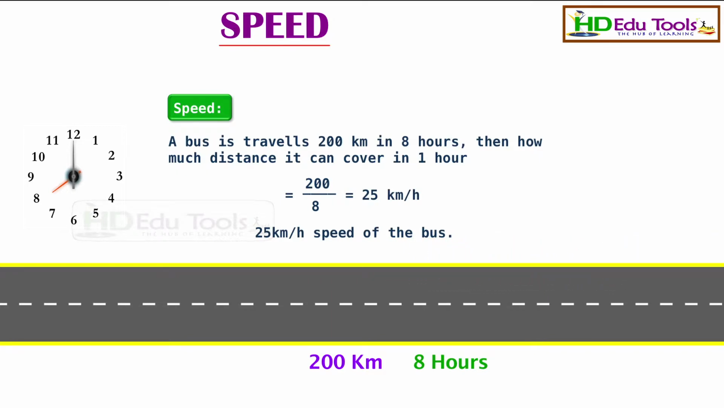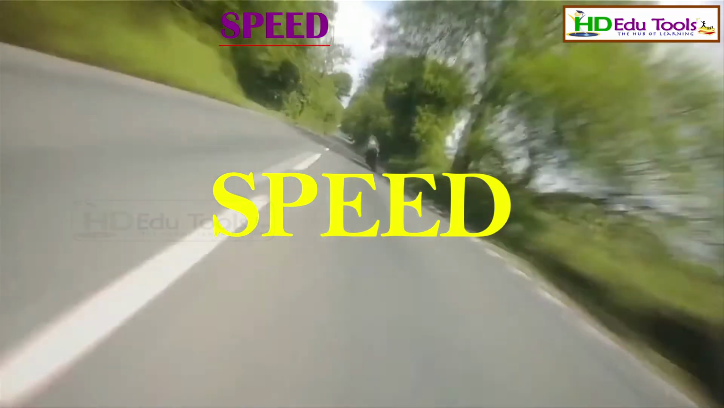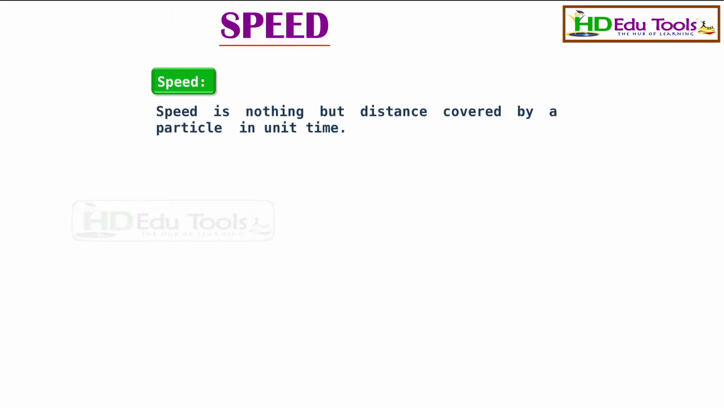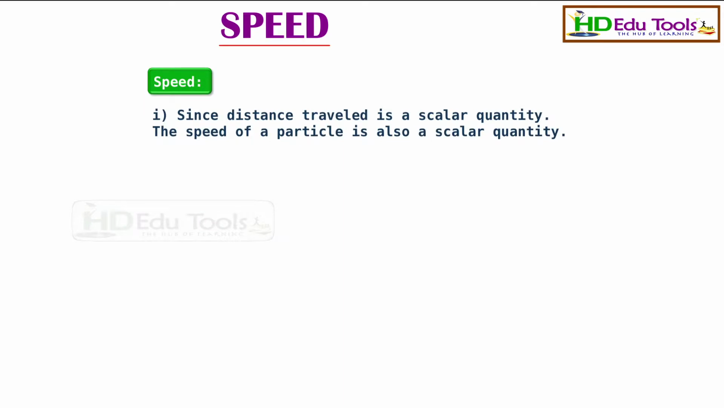From these examples, we can define speed. Speed is nothing but the distance covered by a particle in unit time, or the rate at which a particle covers a distance along a given path. That is, speed is equal to distance travelled divided by time. Distance travelled is a scalar quantity, time is a scalar quantity. Therefore, the speed of a particle is also a scalar quantity.